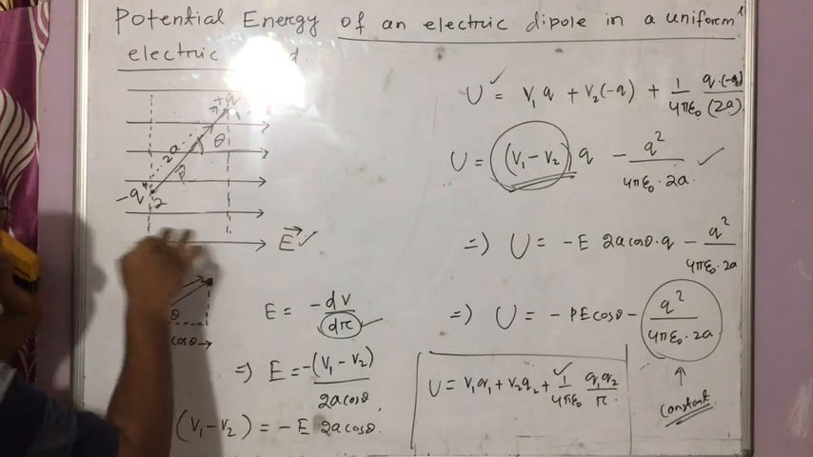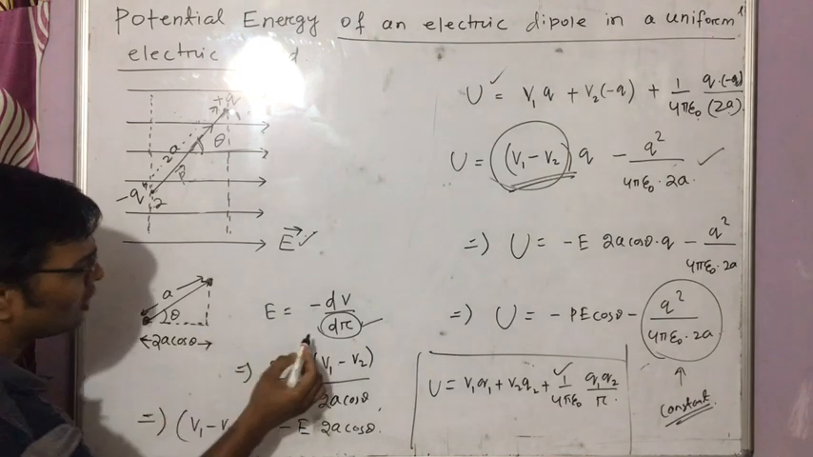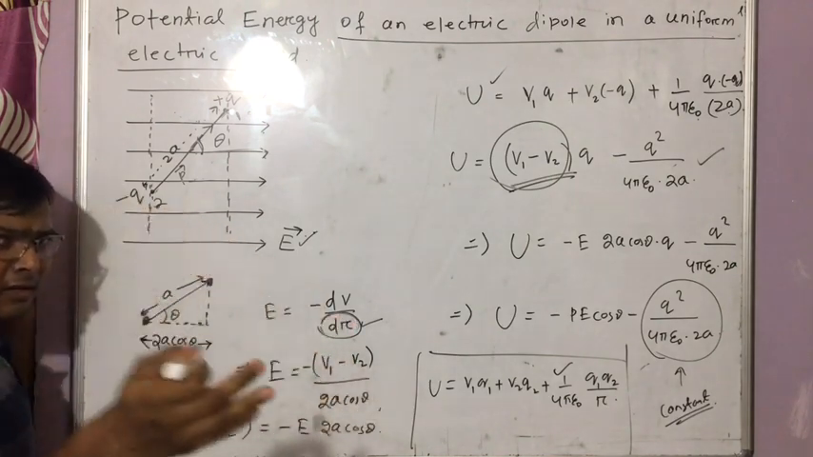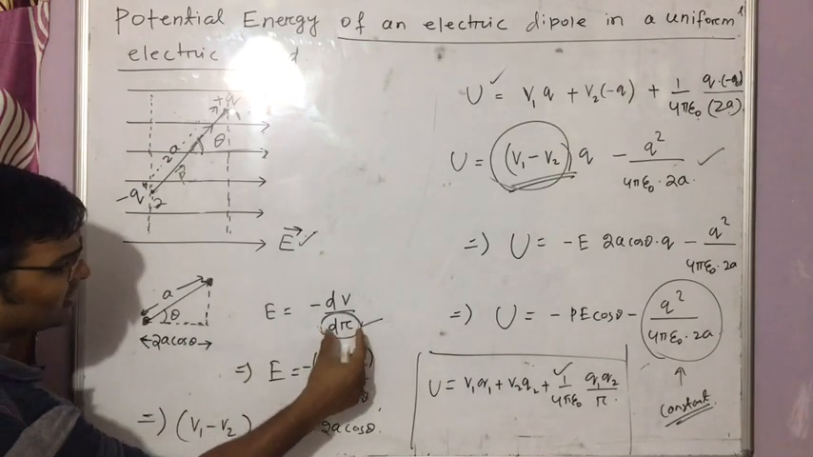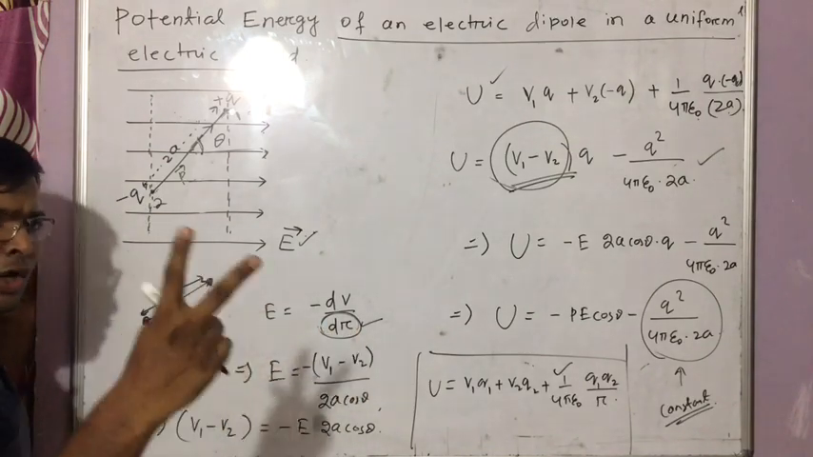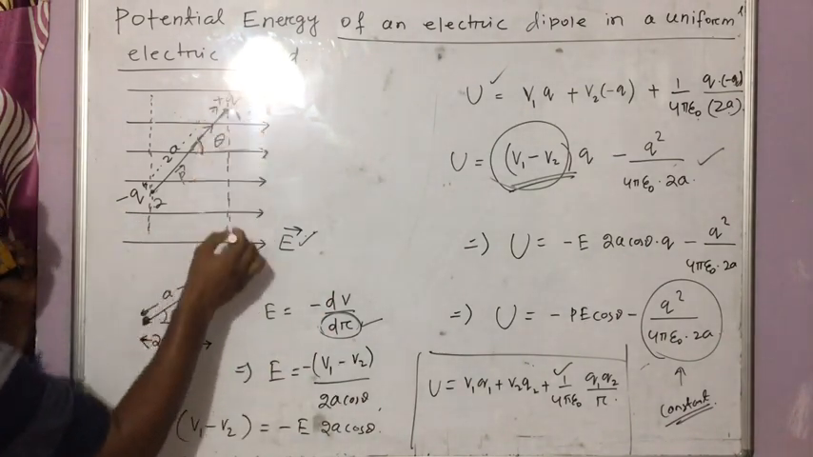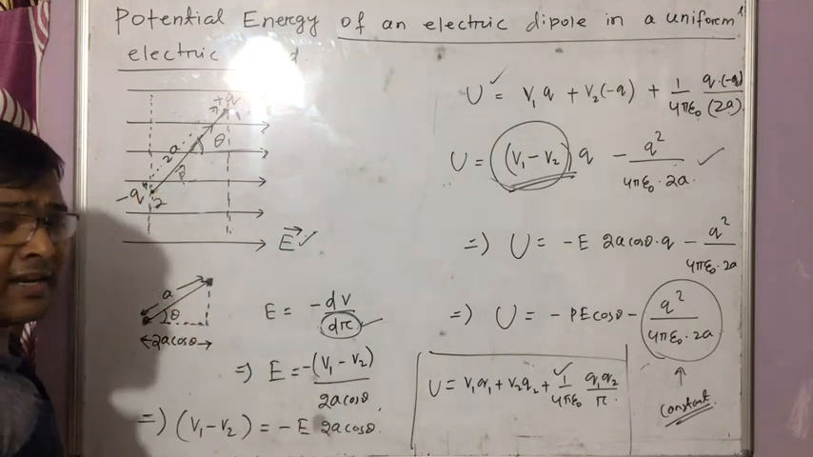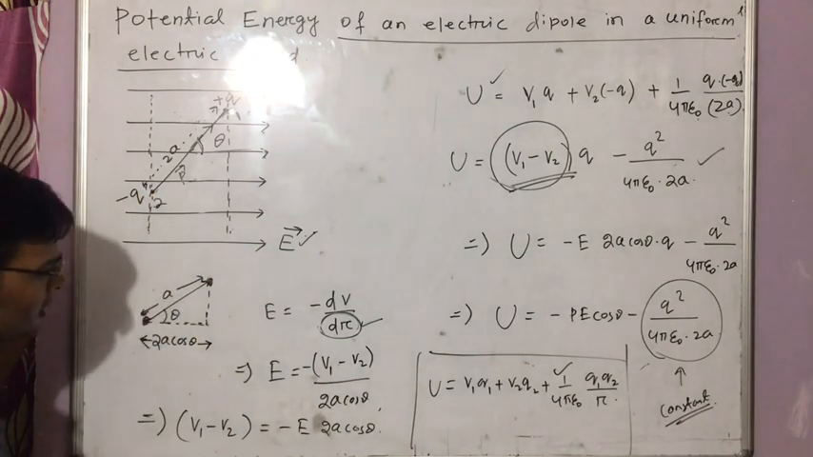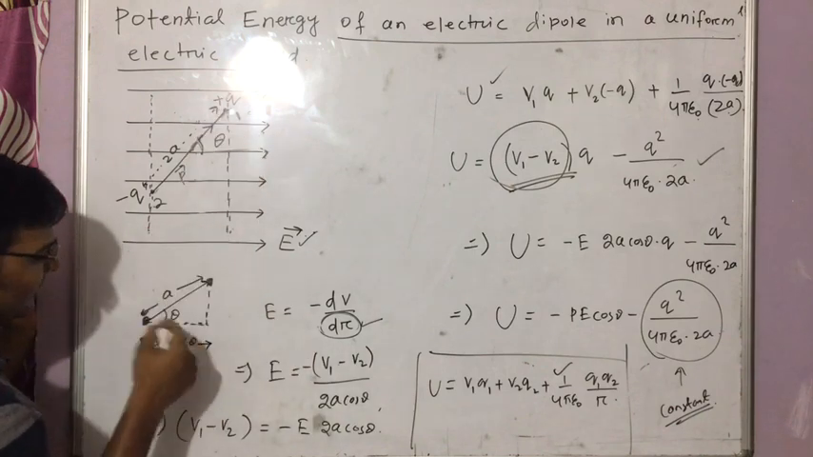Displacement of the charges in what direction? Parallel to your electric field. This distance is the perpendicular distance between two equipotential surfaces that I have marked here. This one and this one are two equipotential surfaces. I will tell later what an equipotential surface is. So that perpendicular gap between these two, we can calculate here.